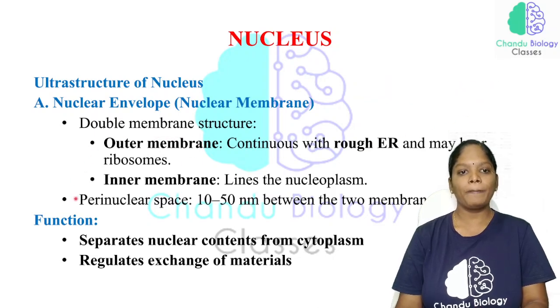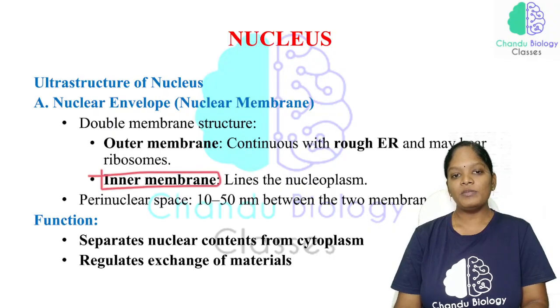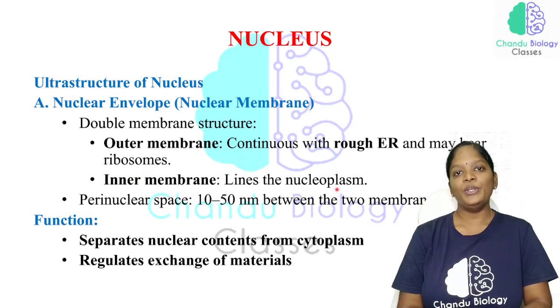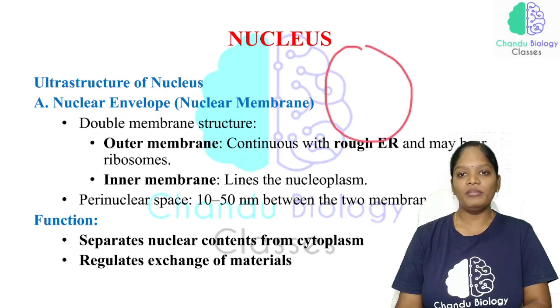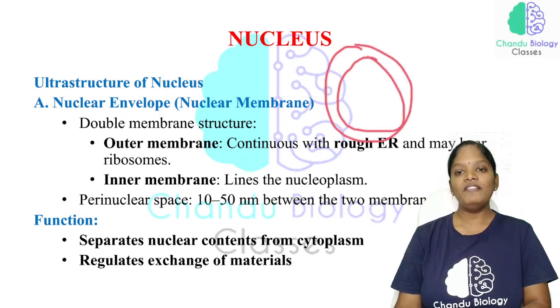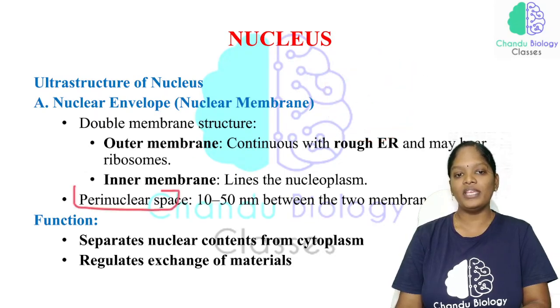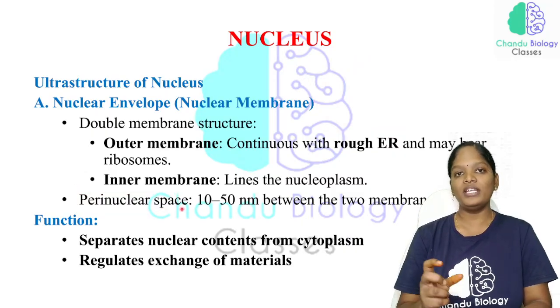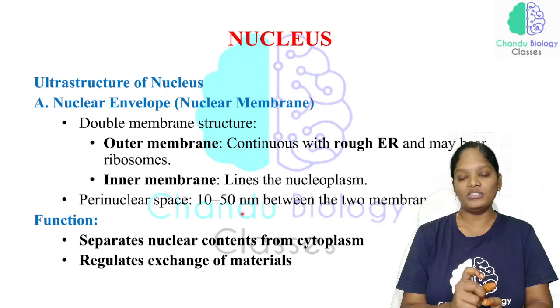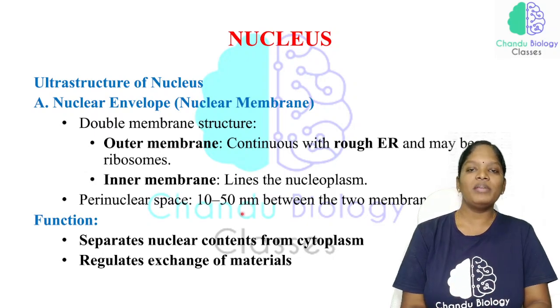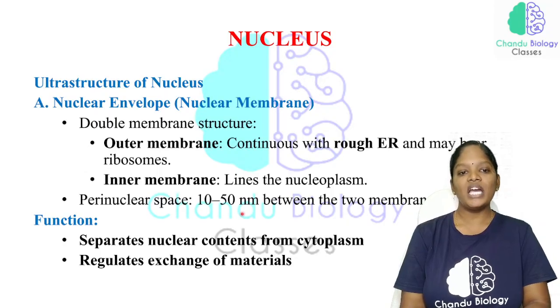Right? Now, see here, the inner membrane lines the nucleoplasm. The space inside the nucleus is called the nucleoplasm. This is an outer membrane and this is an inner membrane. Between these two membranes is a space, called the perinuclear space. The distance is 10 to 50 nanometers between the outer membrane and the inner membrane. Now, what is the function of this nuclear envelope? As we have studied before, this nuclear envelope has these pores.